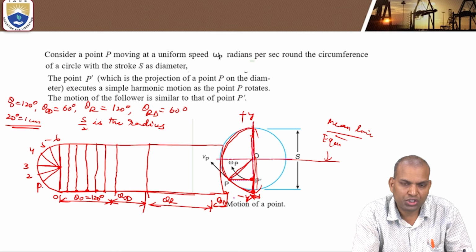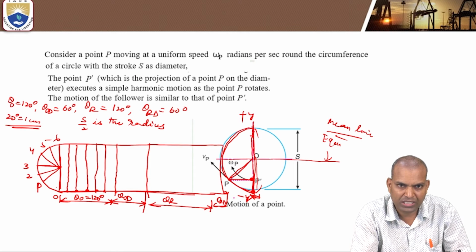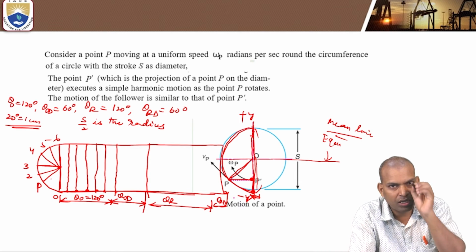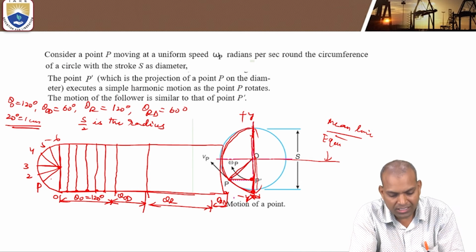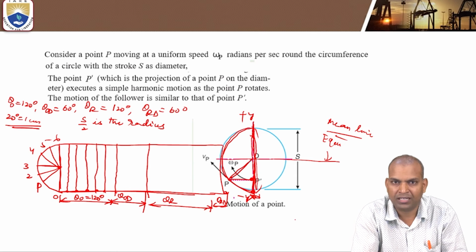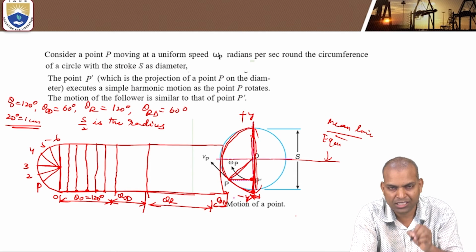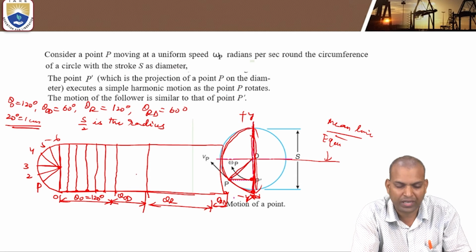What is the path of projection of point P? Where is it projecting? It is projecting on a vertical line. Here it is projecting on the diameter line. That diameter line is the y axis, the y line. Now these are the y axis lines.